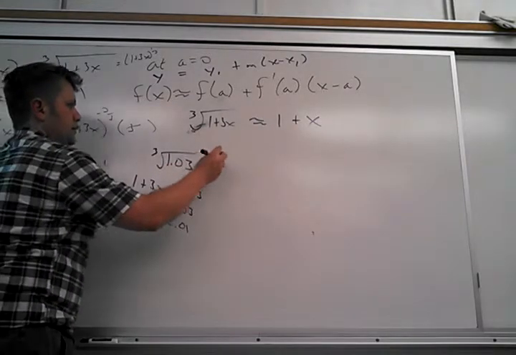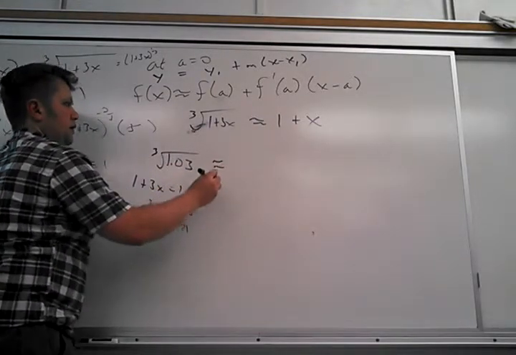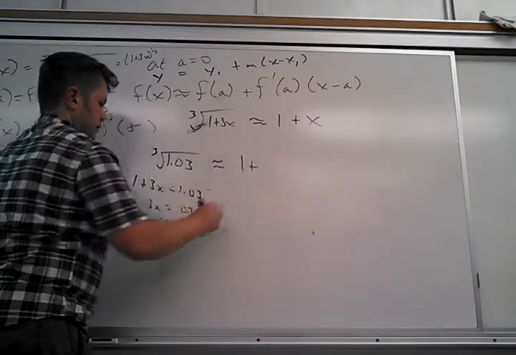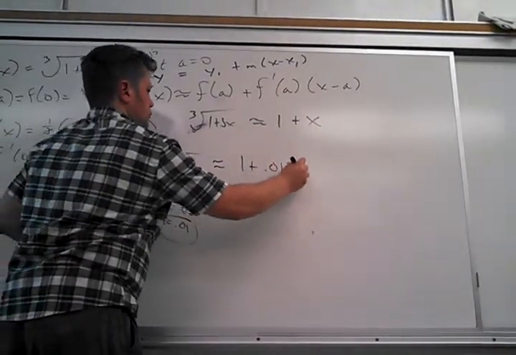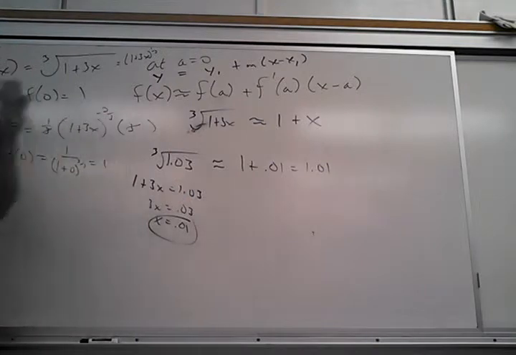So now we know to do this, it's going to be approximately 1 plus my x, which is 0.01, so it's approximately 1.01. What is the cube root of 1.03?